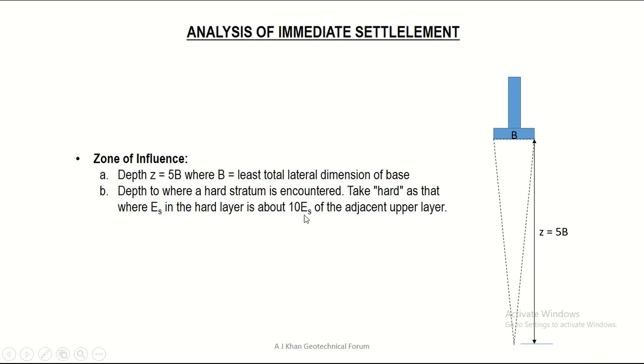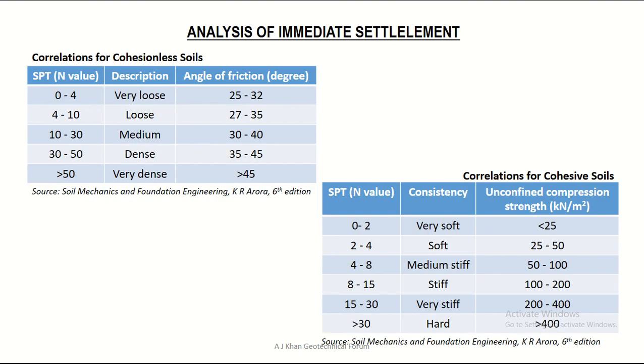Usually this doesn't happen, but if it happens, your zone of influence can be less than 5B. Okay, let us proceed further. Before we get into the real problem solution, we'll have to do a quick recap about the correlations for cohesionless soils and for cohesive soils in terms of SPT value and their description.